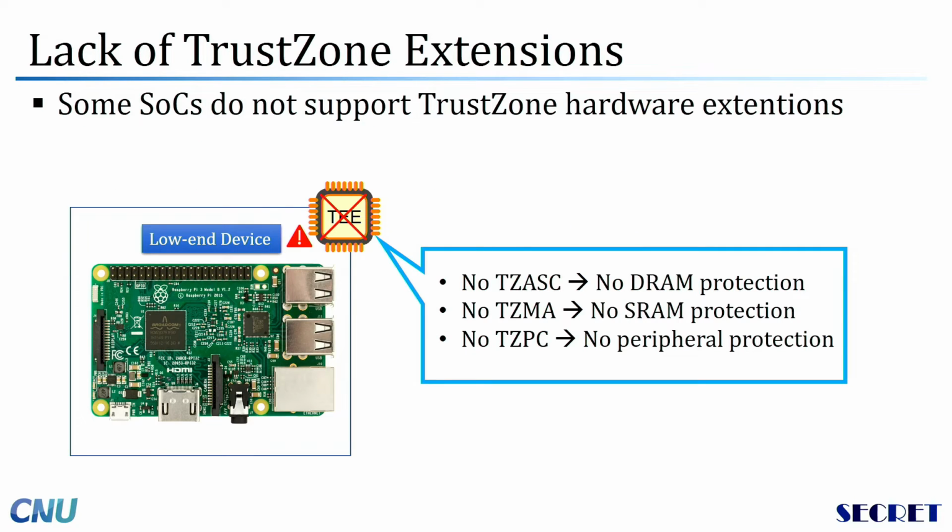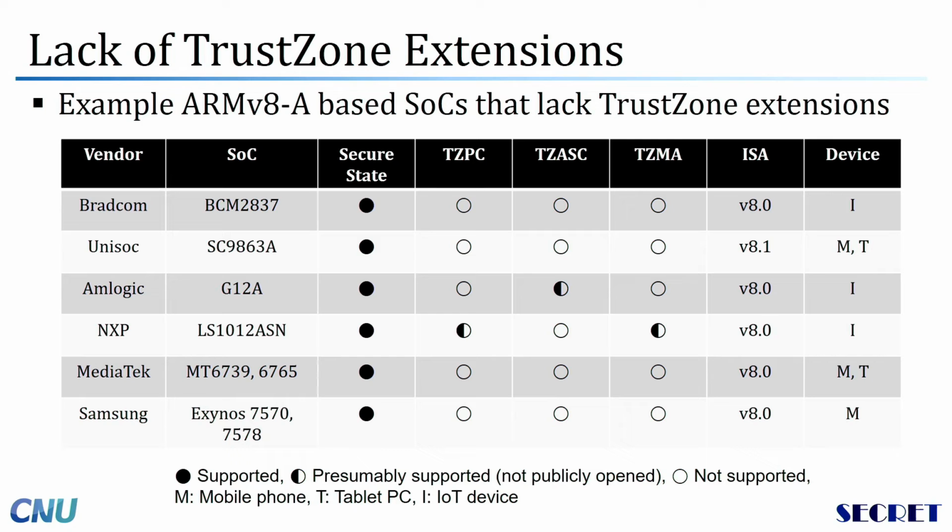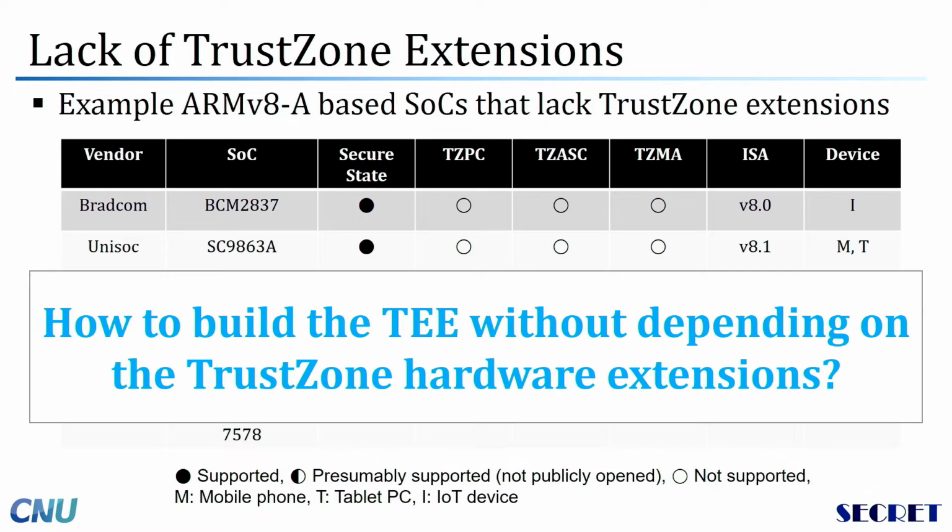Although TrustZone defines the security features for building the TEE, the real-world implementation of the TrustZone extensions in SoCs is optional. Therefore, some SoCs do not support the extensions, so they cannot build the TEE. The SoCs that lack the extensions are hosted in low-end mobile phones and tablet PCs to reduce production cost. To resolve this problem, we provide an alternative solution for creating TEEs without depending on hardware trust extensions.